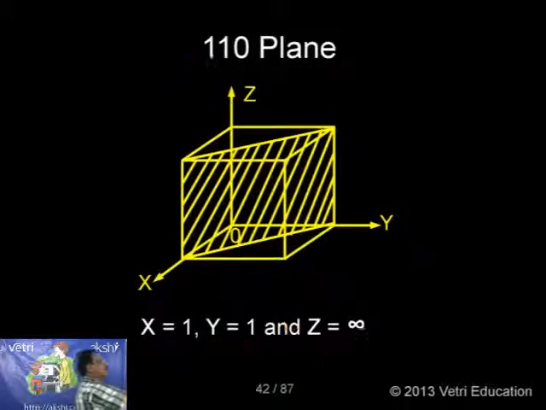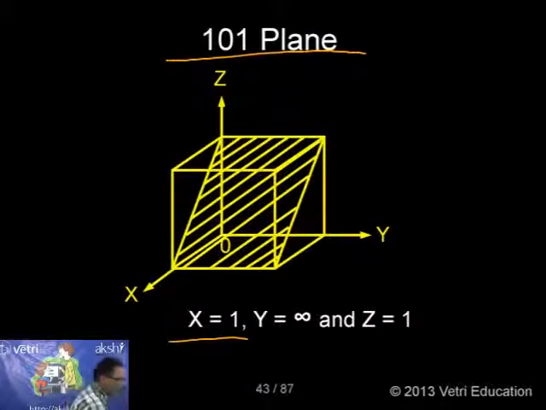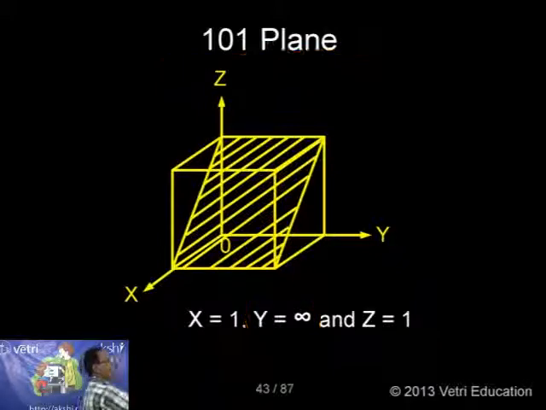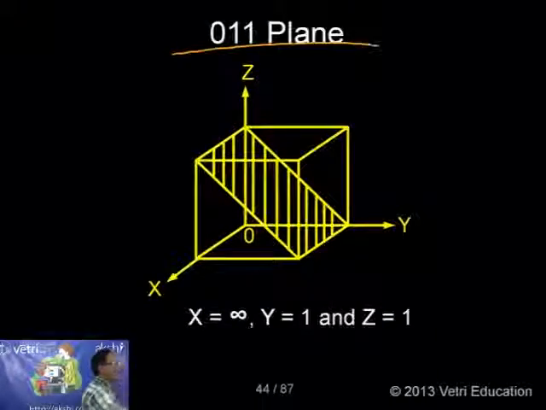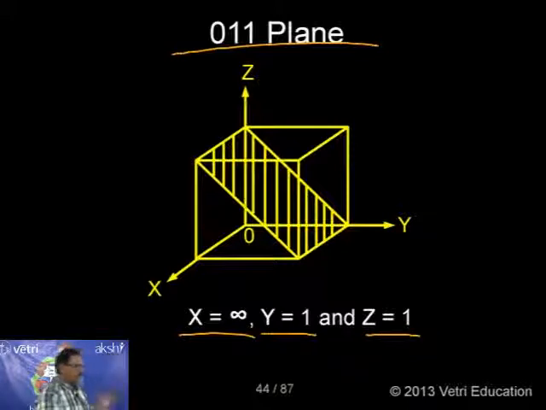In the same way, this is the 101 plane, kindly follow me. Along the x-axis it is cutting, along the z-axis also cutting, but along the y-axis it is infinity, not cutting. So this plane we call the 101 plane. The same way, what you are seeing now is the 011 plane. Along the x-axis it is infinity, not cutting. The y-axis is cutting, the z-axis also cutting. So this plane is called the 011 plane.